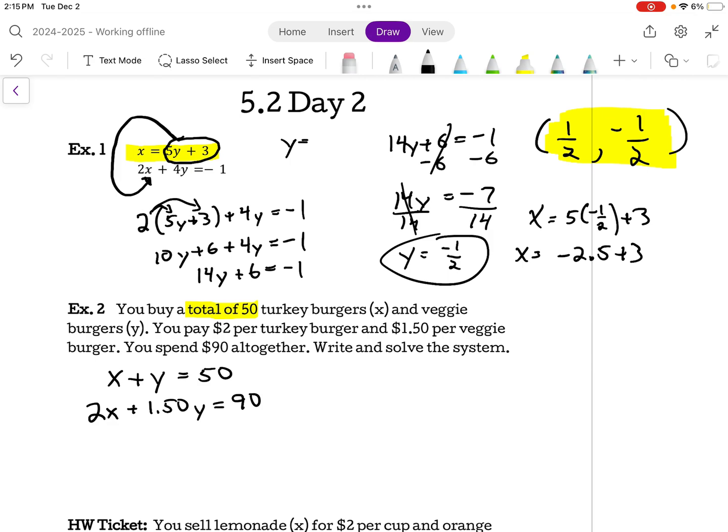To solve these equations, we have been working on substitution. And so I would like one of these equations solved for either x or y, and right now neither of them are.